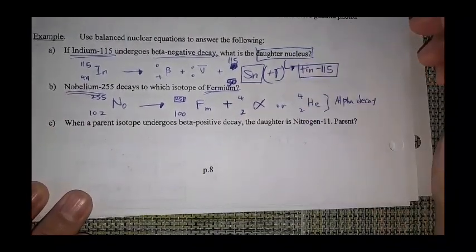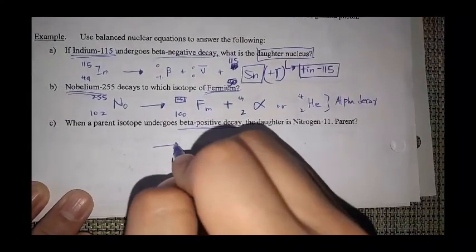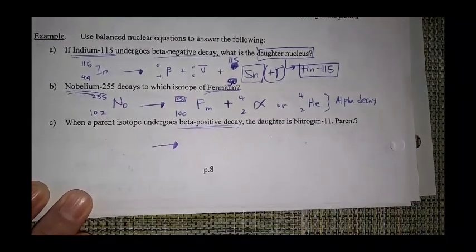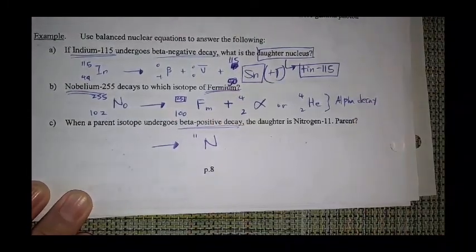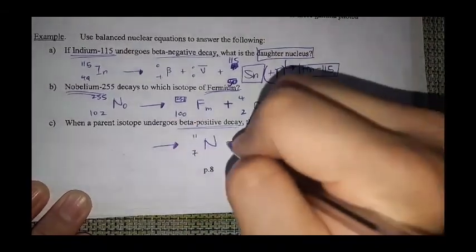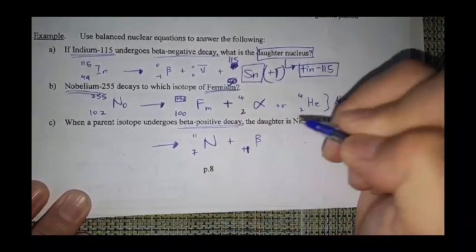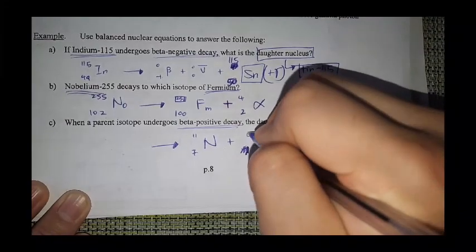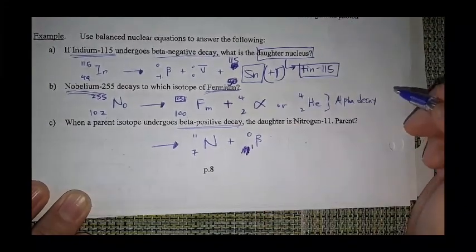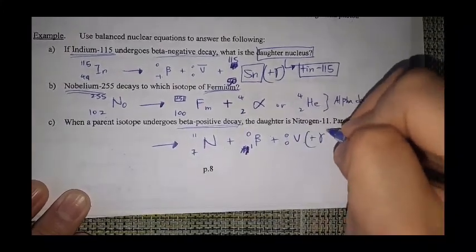Let's look at C. When a parent isotope undergoes beta positive, we know what things are emitted. The daughter is nitrogen-11. So it's like going backward. Nitrogen-11, that means 11 is on the top. And at the bottom, you should have its atomic number, 7, in here. Plus, since it's beta positive, I'm going to rewrite, 0 on the top, positive 1 at the bottom. That's beta positive. Plus neutrino plus gamma radiation.